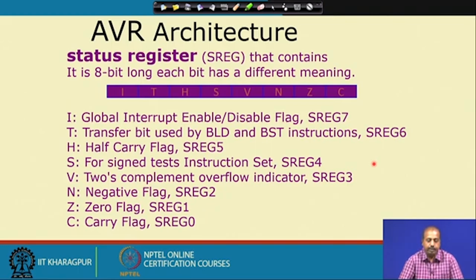Then we have got the negative flag. If the operation result is negative, then this bit will be set. Then the zero flag and carry flag, they have got the standard meaning, this N, Z, C and V. They have got the normal meaning, but others have got some special meanings.